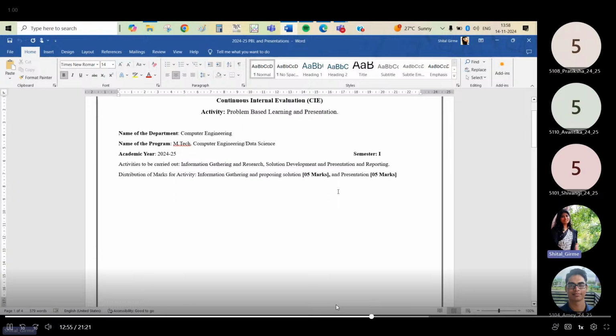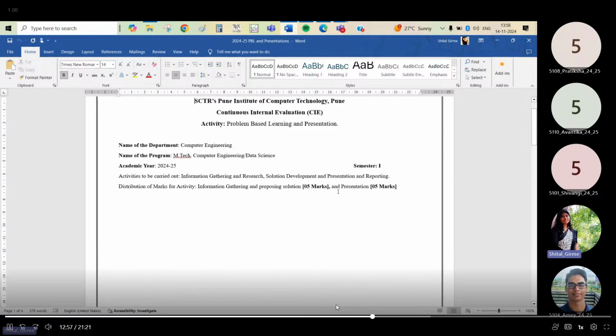Problem-based learning and presentation. In the first activity, the one we called survey and report writing, you're not supposed to present anything. You're supposed to just understand, identify the gap, write a report, and submit.